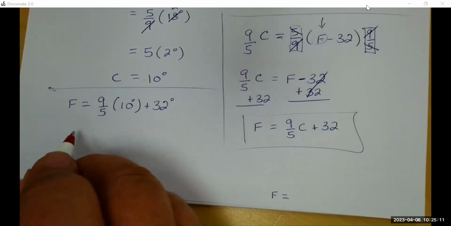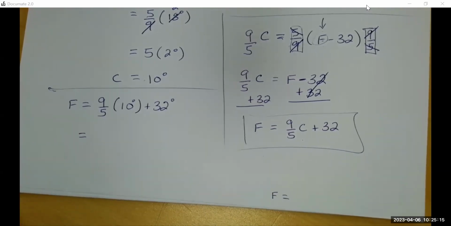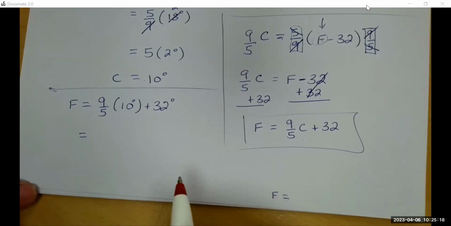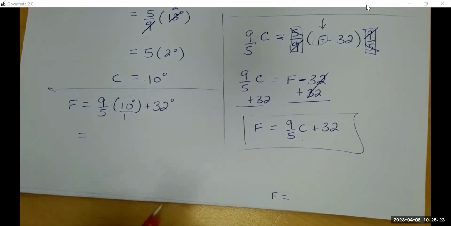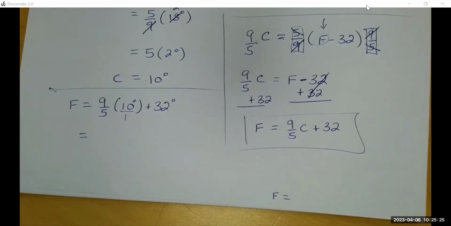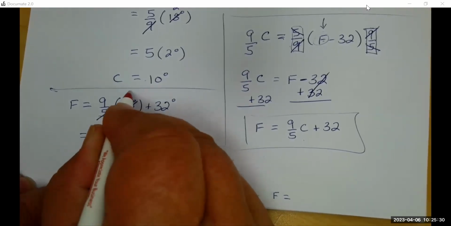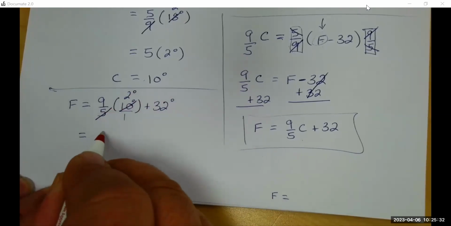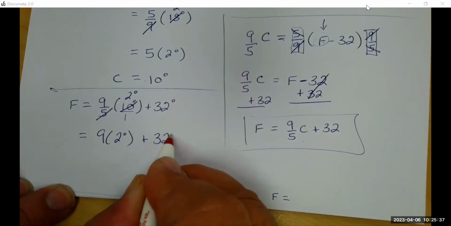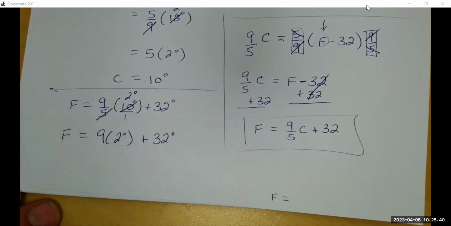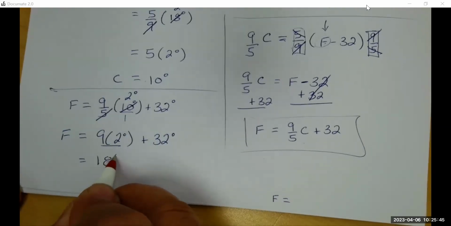What do you do first? We have a multiplication of two fractions. Before you multiply fractions, you have to see if anything on top cancels anything on the bottom. Yeah, 5 goes into 10 2 times, so it's 2 degrees. So we have 9 times 2 degrees plus 32 degrees. 18 degrees.